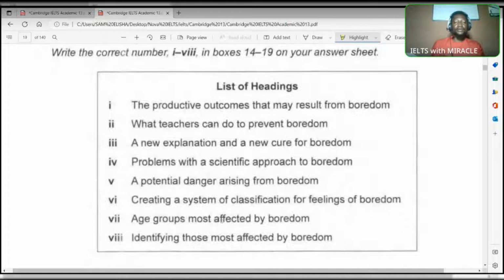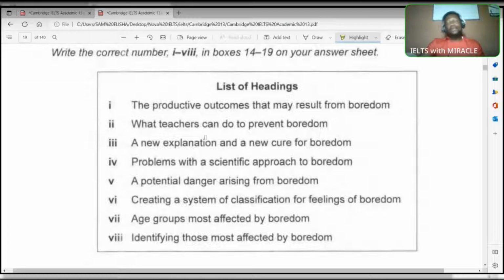Now, for this question type, no one heading can appear twice. That means no two paragraphs can have one heading. Is that okay? So you need to also pay attention to that.